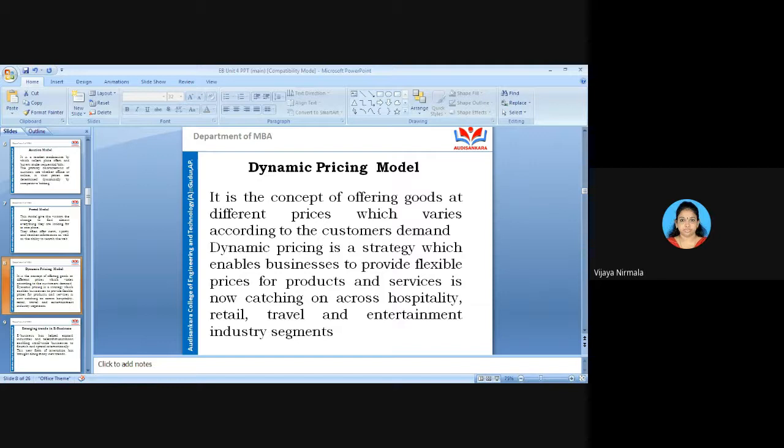So the concept behind the demand sensitive pricing business model is that the more people who buy a product in a single purchase, the lower the cost per person becomes. So if you buy more products in a single transaction, the cost per person will be lower. That is the demand sensitive pricing model, right? So this is about the e-business models.